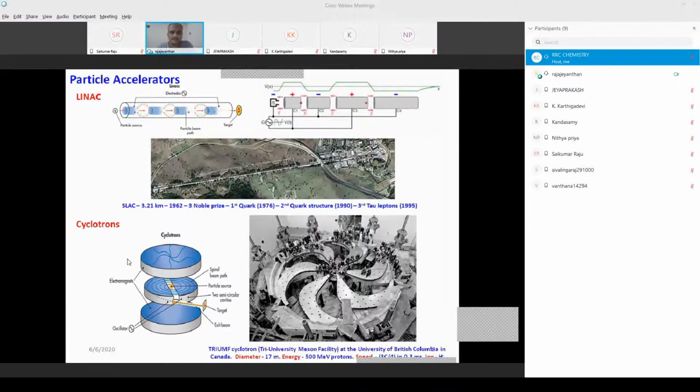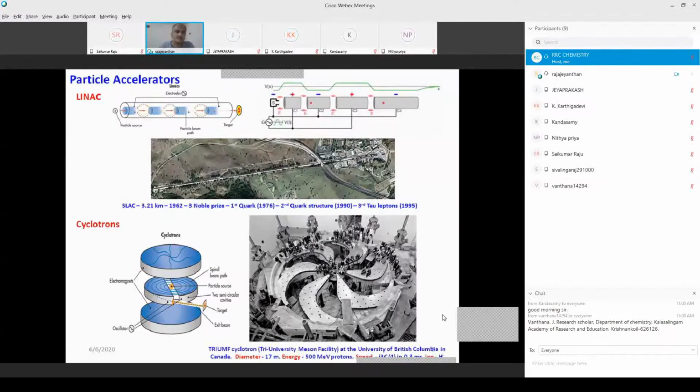Similarly, you have another particle accelerator called a cyclotron. The main difference between the linear accelerator and the cyclotron is that in a cyclotron, the particle rotates in a circular path of varying radius. This instrument is also very big, and you can see this figure here. This is the TRIUMF, tri-university meson facility, at the University of British Columbia in Canada. The diameter of this instrument is around 17 meters, and the ion used for acceleration is the H minus ion, with an energy of around 500 MeV.